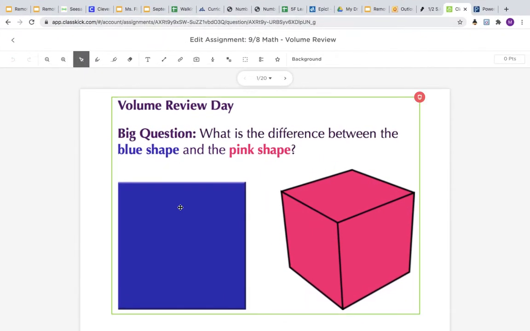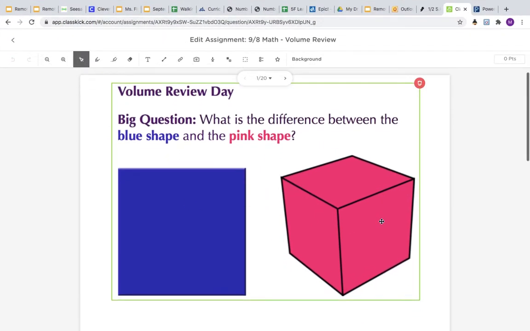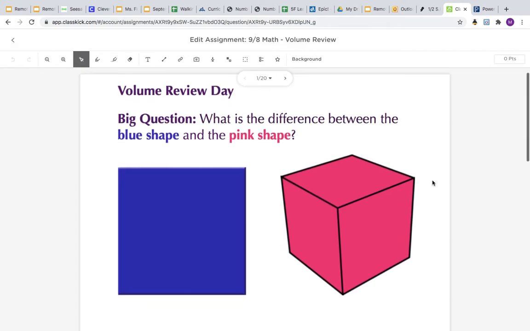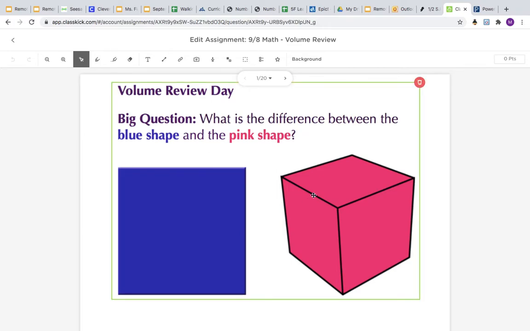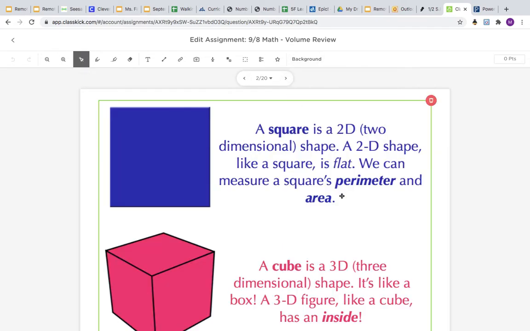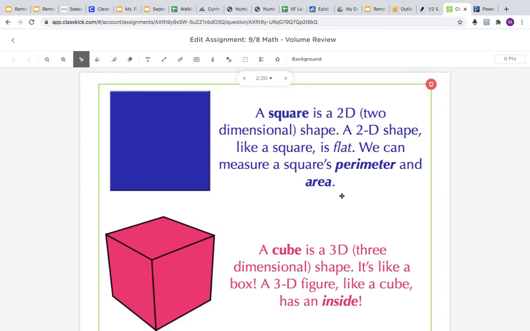So we are going to spend the next few days reviewing some volume. Our first big question: what is the difference between the blue shape and the pink shape? I want you to take a second to answer that question to yourself. Okay, so you may have said something similar to this.